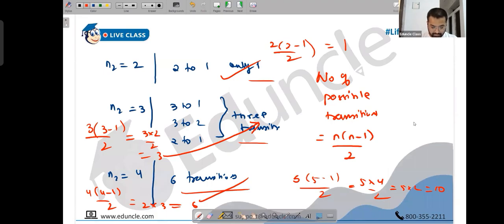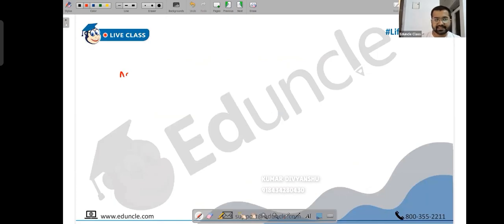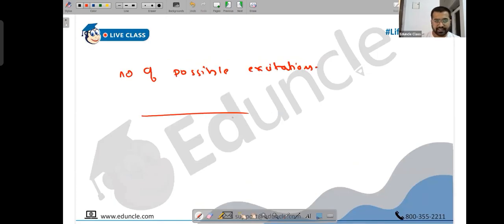Just a second now. So we learned the number of possible transitions, and similarly, they can also ask you the other way around, like the number of possible excitations. Okay. So again, I can give, let's say, 3 levels. I'm not sure about the formula. I don't know if there is a general formula. So we can think about it. Suppose the electron is present here. So how many excitations are possible?